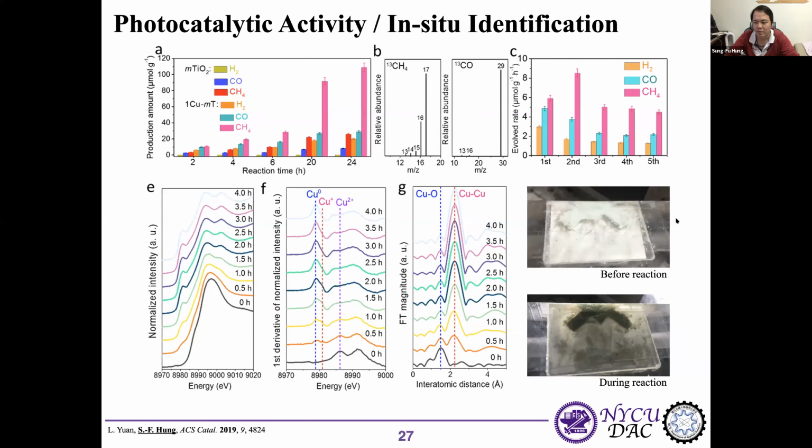So I think it is a very interesting system from the in situ XAS measurement. We believe this result can draw attention to the fact that the catalyst will undergo a dynamic evolution during the reaction. And we can understand more about the catalytic mechanism or the structure change during the reaction using in situ XAS.